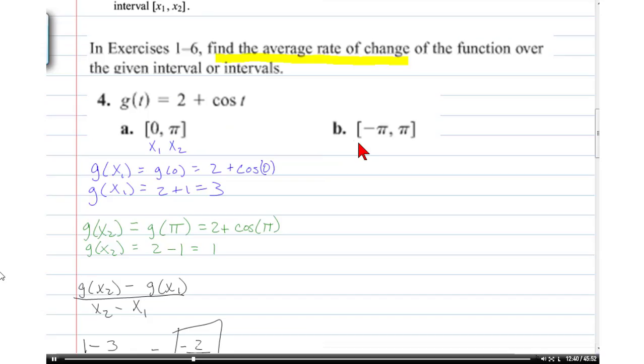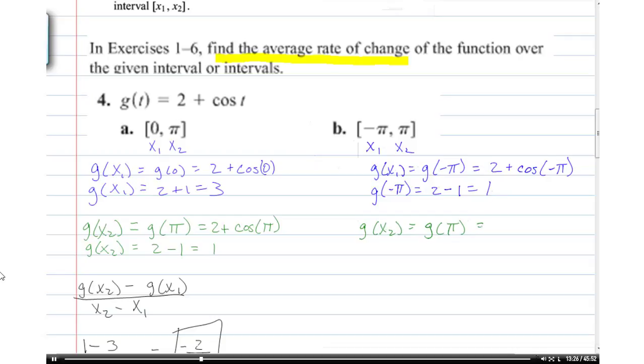We want to find the average rate of change from negative pi to pi. What is x1? Negative pi. What is x2? Pi. So we now need to find g of x1. That's going to be g of negative pi, which is 2 plus cosine negative pi, and cosine of negative pi is negative 1, so it's 2 minus 1, which is 1. And then we need to find g of pi, which we already have, because it's the same as it was before, and that is 1.